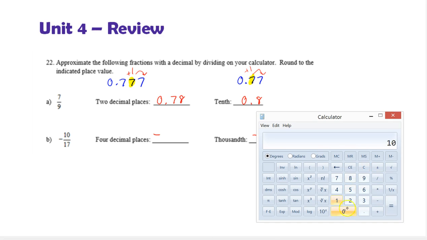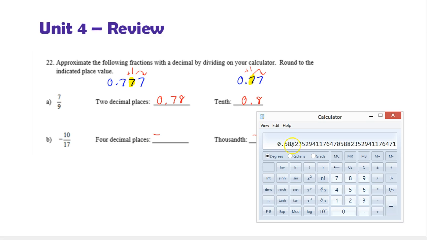So if I divide 10 by 17, I get this decimal fraction. Notice it does eventually repeat. There's a 588, there's another 588. So there is a pattern that's continuing here. But we're just interested in writing it to 4 decimal places. So that means I want to go out 5 decimal places.